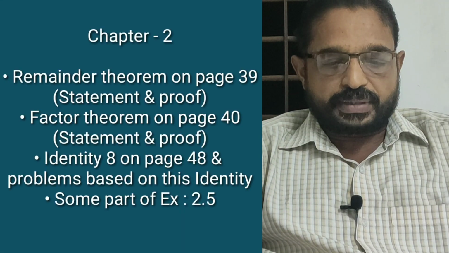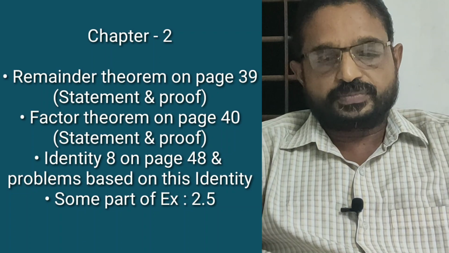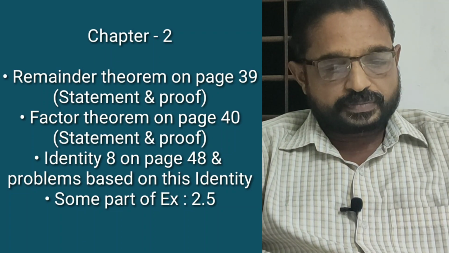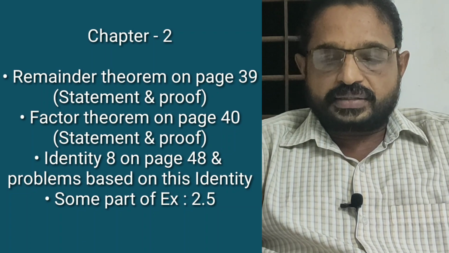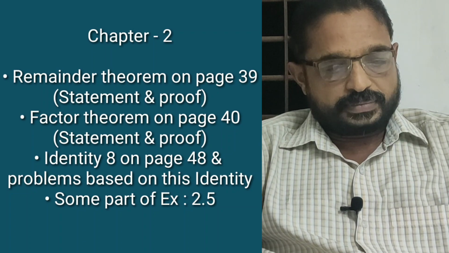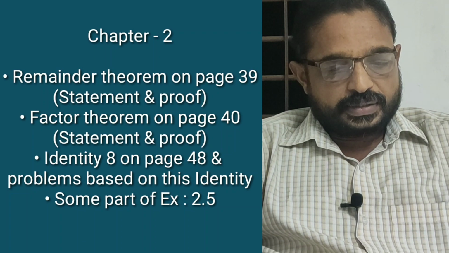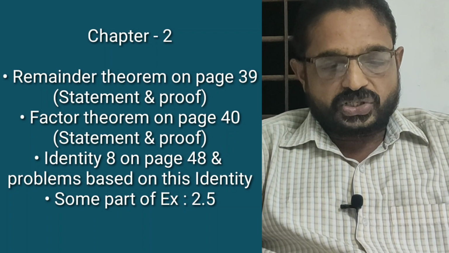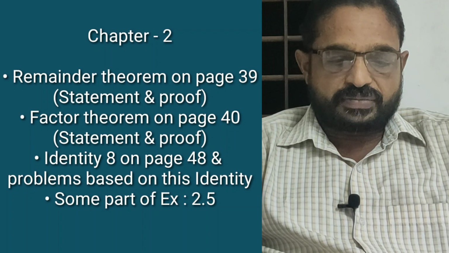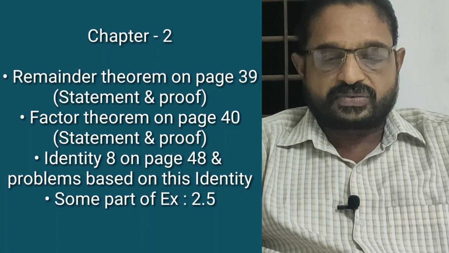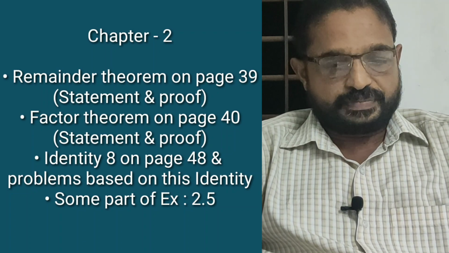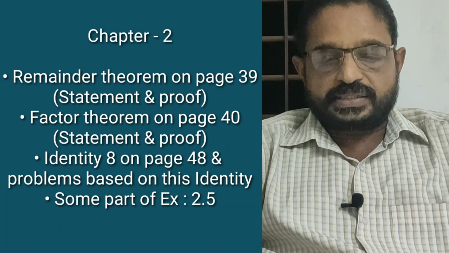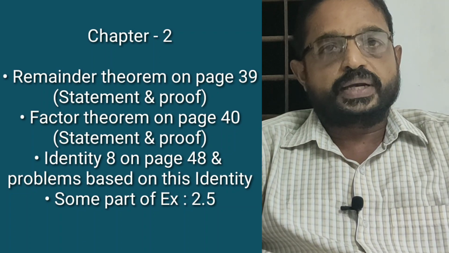See, chapter 2, polynomials. Proof and statement of remainder theorem on page number 39. Statement and proof of factor theorem on page number 40. Identity 8 on page number 48, that is x cube plus y cube plus z cube minus 3xyz is equal to something, and problems based on this identity. That is some part of exercise 2.5.